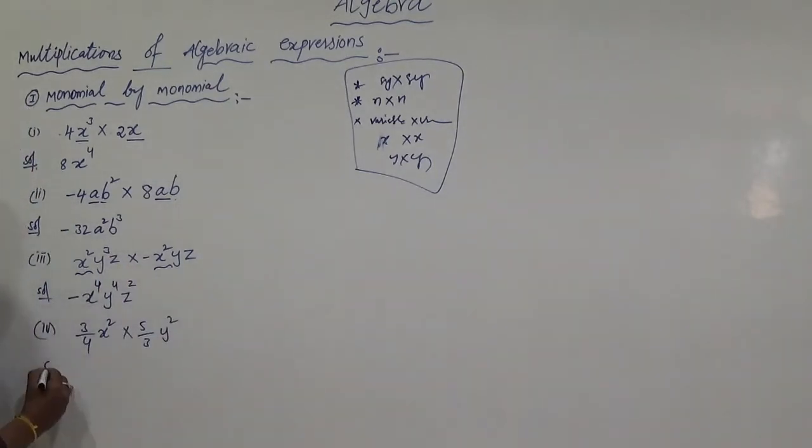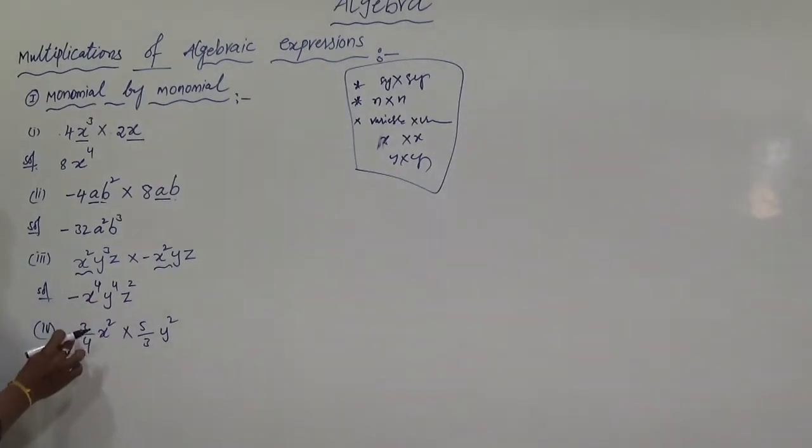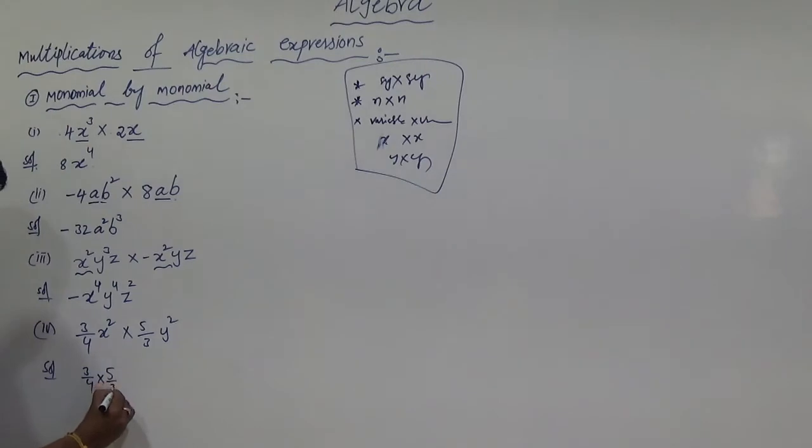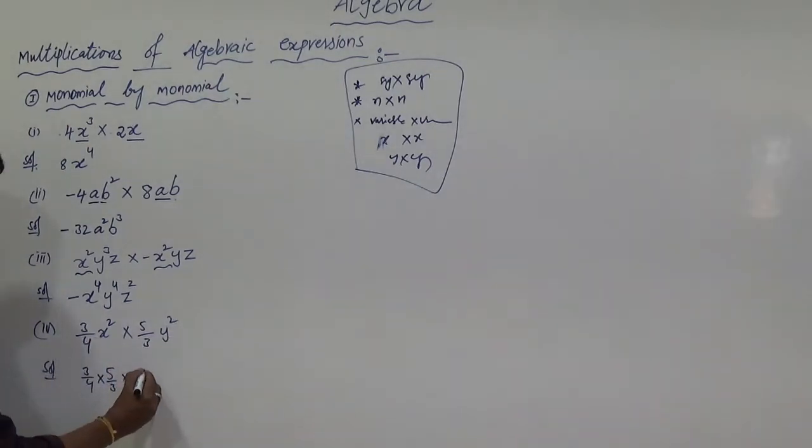So now 3 by 4 has plus, 5 by 3 has plus, plus into plus is equal to plus. Now we are multiplying numbers. I am writing one step for you: 3 by 4 into 5 by 3 into x square y square. There is no x term in the second, so just write x square here; there is no y term in the first, so y square. Now the 3s are cancelled. This is 5 by 4 into x square y square.